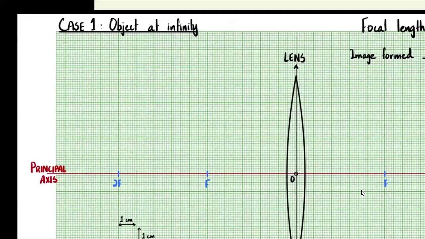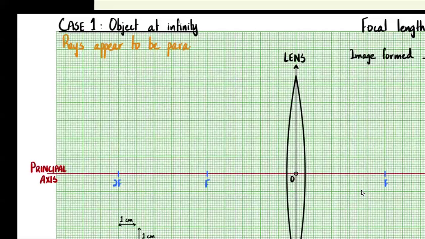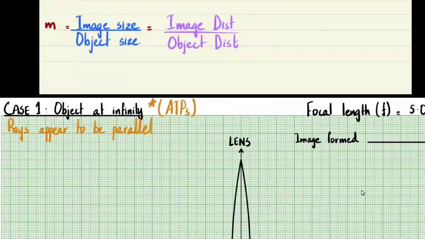Now the idea that we need to remember, and this is a slightly different case than the other ones, is that the rays from an object which is so far away appear to be parallel. This is also really important for your ATPs, because a lot of the times the examiner will ask you for an experiment to find the focal length of a lens. Case 1, that we're just about to do, is what you would use then. And the idea regarding the parallel rays is simply this.